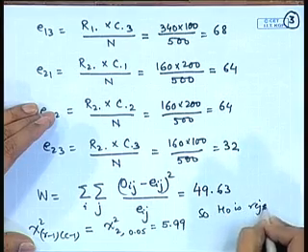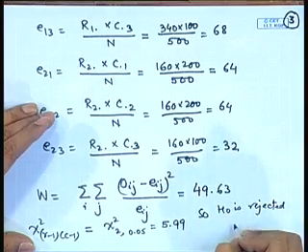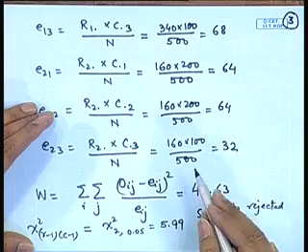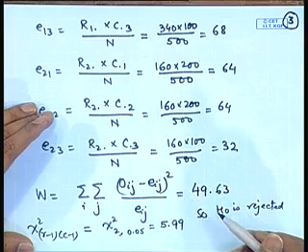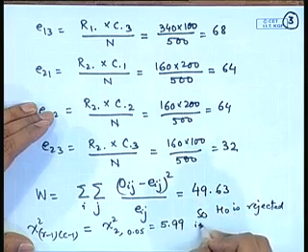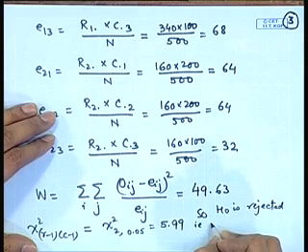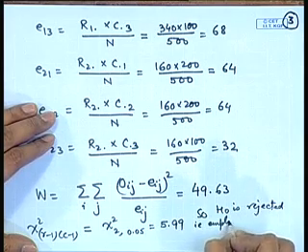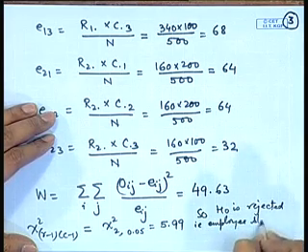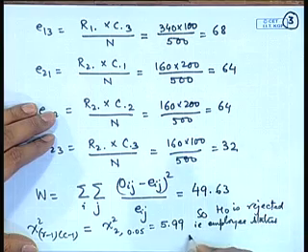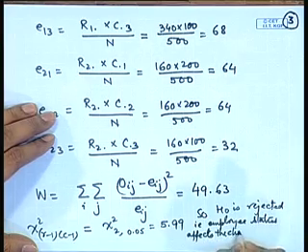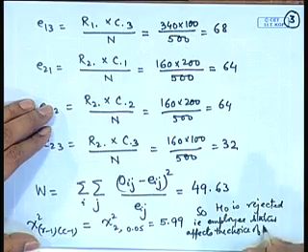What is H naught? H naught is the hypothesis that the row categories and the column categories are independent. That is, H naught is rejected. That means the employee status affects the choice of pension plan.